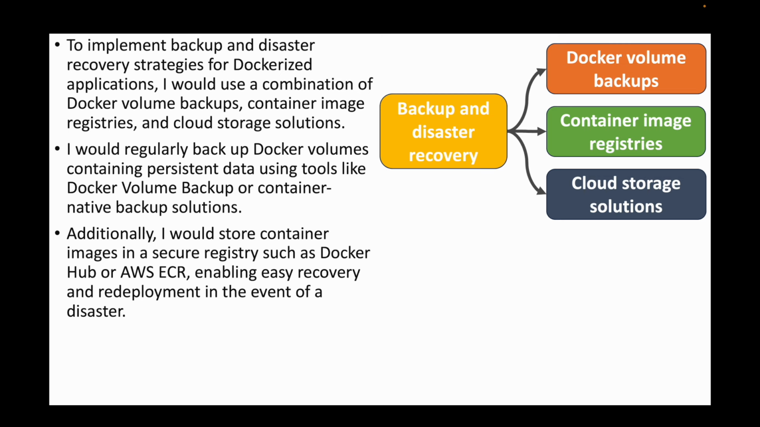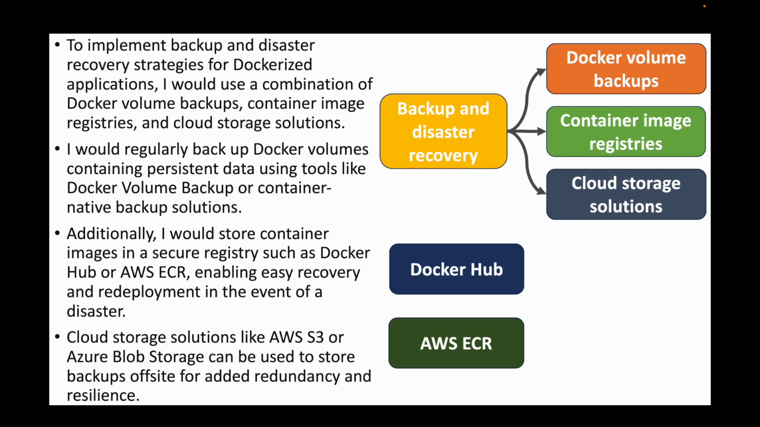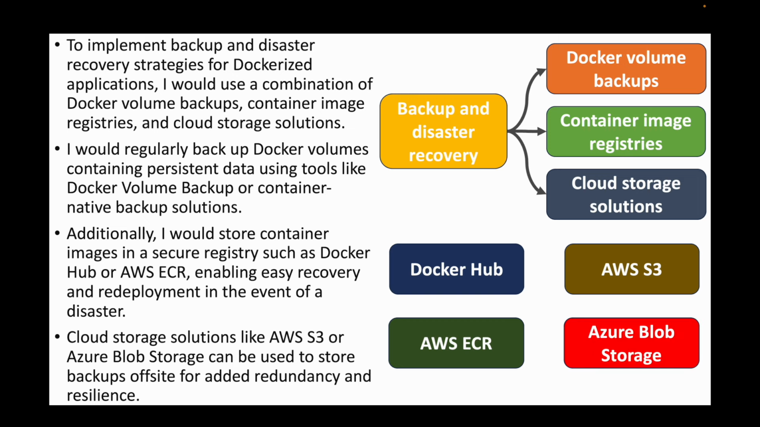Additionally, we can also store the container images in a secure registry such as Docker Hub or AWS ECR, which is your centralized repository for storing our Docker images, and this enables easy recovery and redeployment in the event of a disaster. We can also make use of cloud storage solutions like S3 buckets or Azure Blob storage to store the backup offsite for added redundancy and resilience. So we can make use of these various options for data backup and disaster recovery. In case something goes wrong and we need to recover the data, we can implement these options.